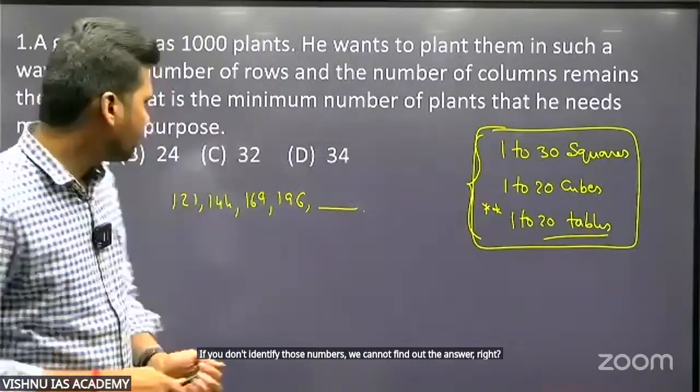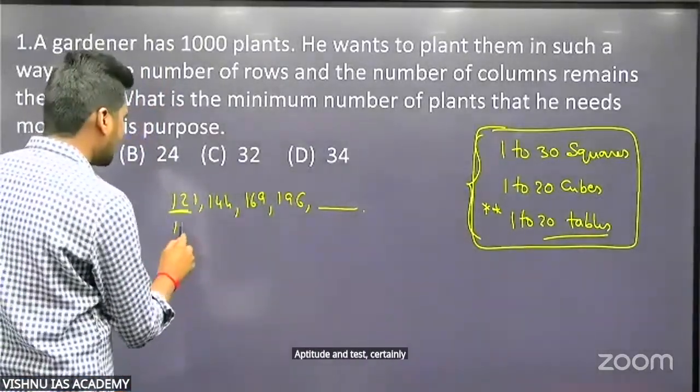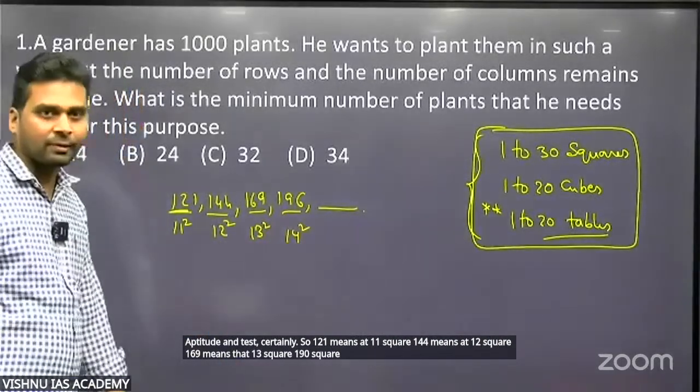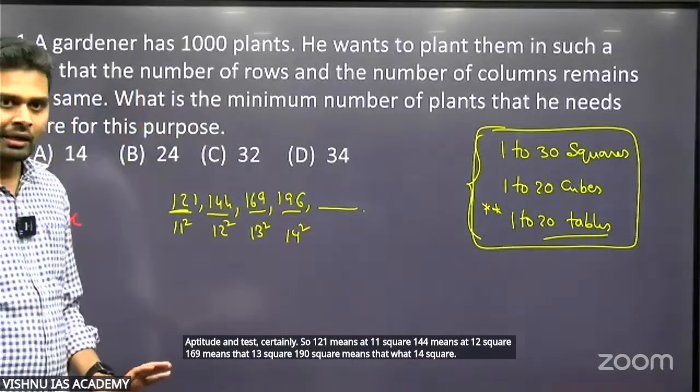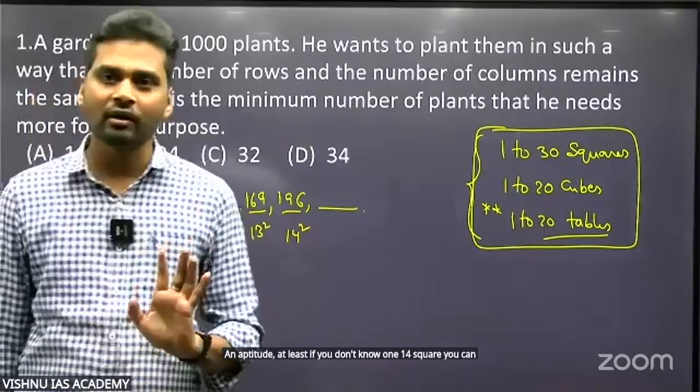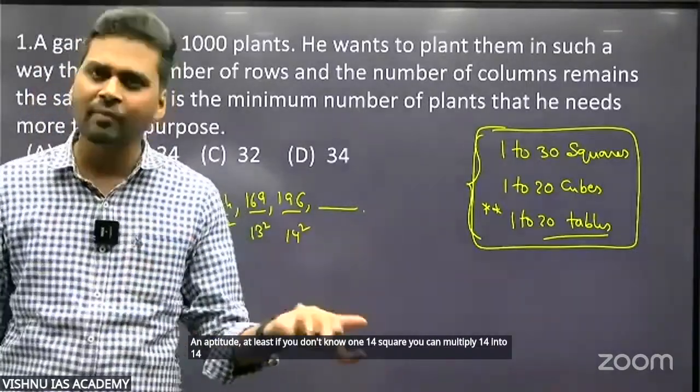Look at it: 121 means 11 square, 144 means 12 square, 169 means 13 square, 196 means 14 square. In aptitude, at least if you don't know 14 square, you can multiply 14 into 14. If you don't know 13 square, you can multiply.